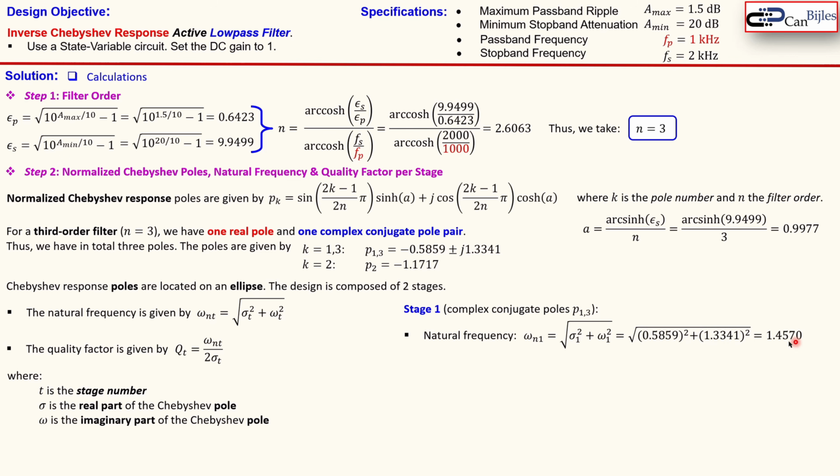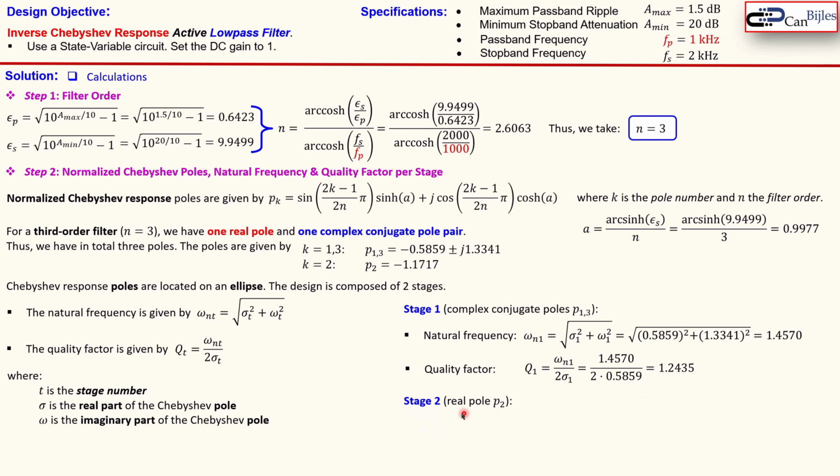Now if you do the calculation here, you get here 1.4570. Now the quality factor, we know this. We can now use again the values from the pole real value here in the denominator, and you get here 1.2435. Okay, now for stage 1, the calculations are done.